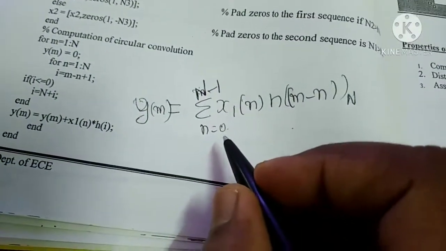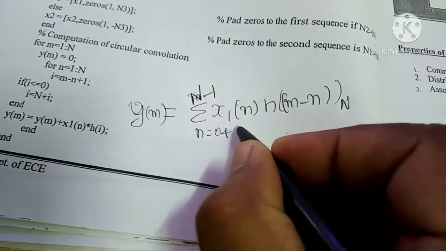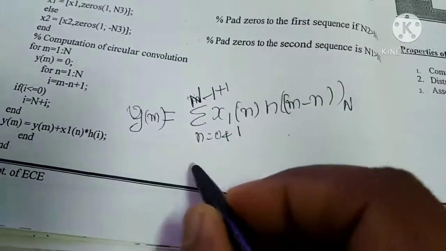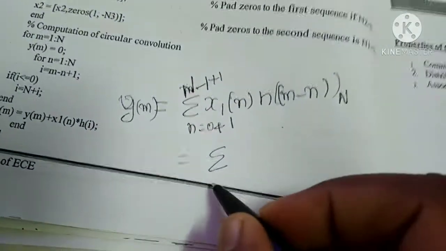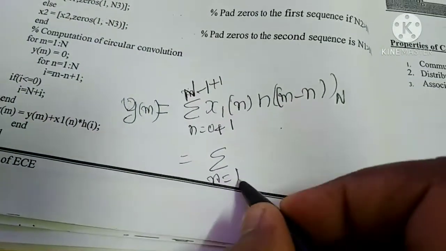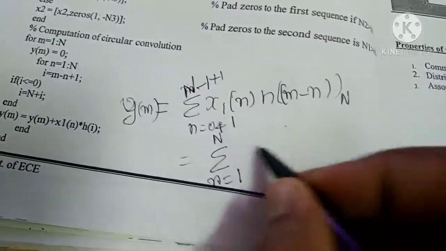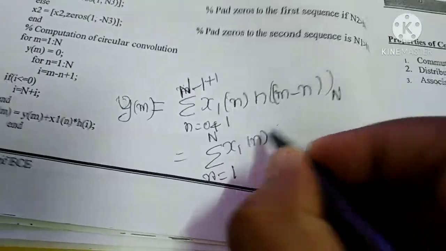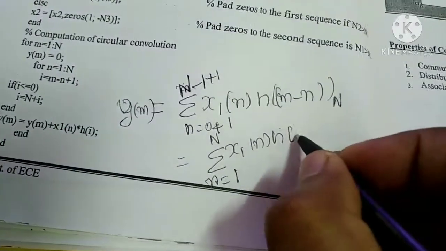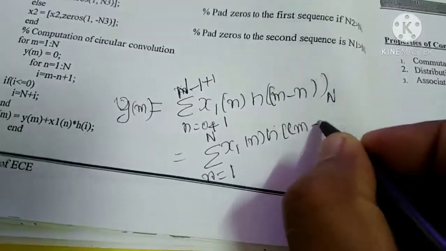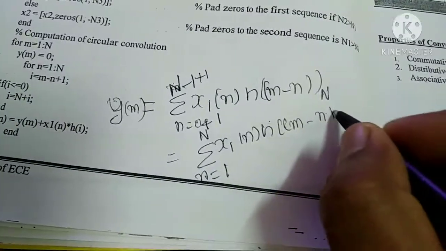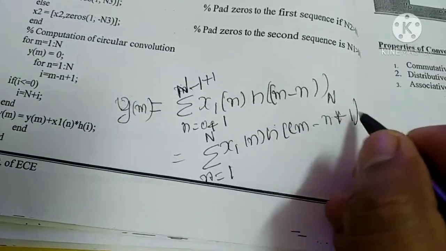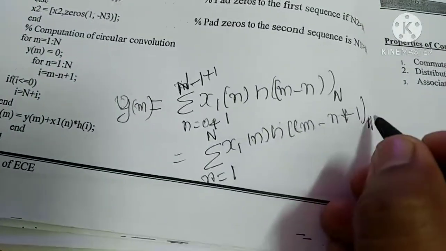Up to here I have to take. Okay, but because in MATLAB I cannot start from 0, I am adding plus 1 at both the ends. So the summation will start from n is equal to 1 to N, x1 of n into h of m minus n. Here also I have to add 1 in order to nullify the 0, modulo N.